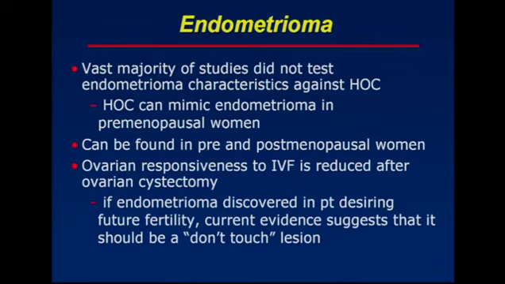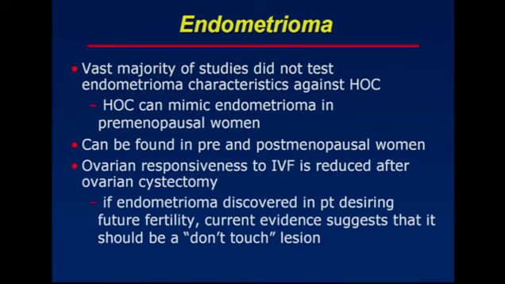Endometriomas have been evaluated for many years on ultrasound. There's lots of literature in this regard, but recognize that the vast majority of studies that looked at the characteristics of endometriomas really didn't test those characteristics against the competing diagnosis of acute hemorrhagic ovarian cyst. And you need to recognize that acute hemorrhagic ovarian cyst can mimic endometriomas in premenopausal women. Now, endometriomas can be found in pre- and postmenopausal women.